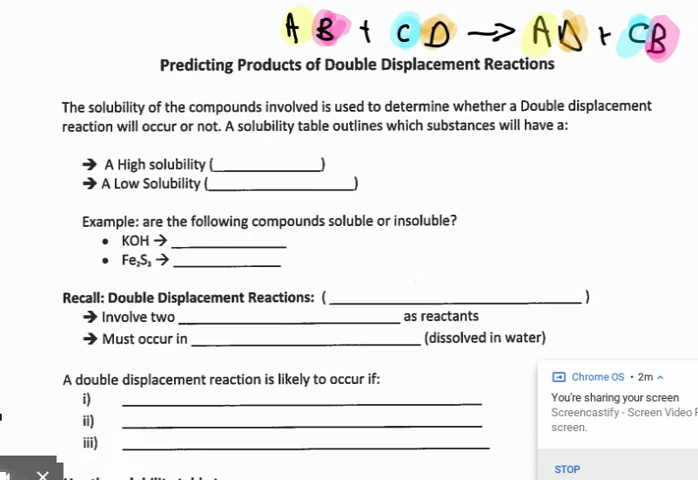Okay, so it looks something like this. So double displacement, they basically switch partners.